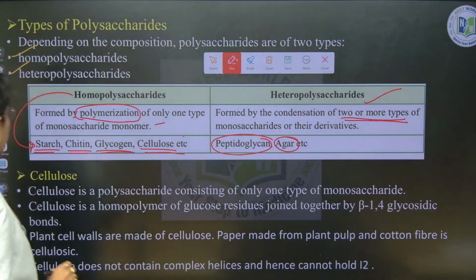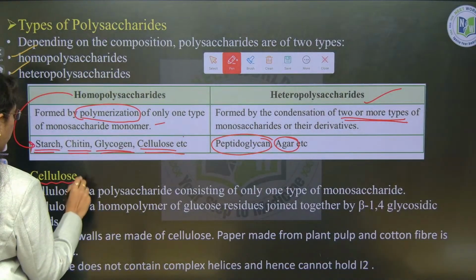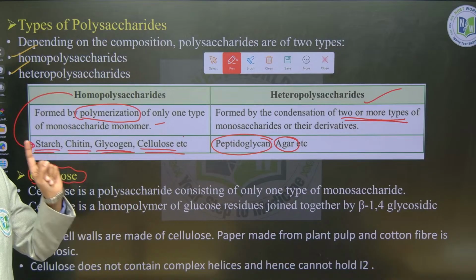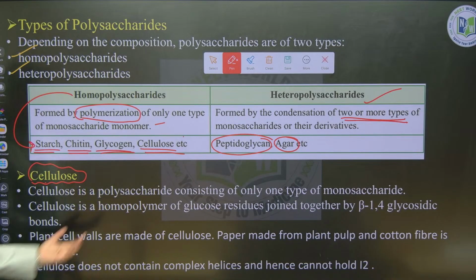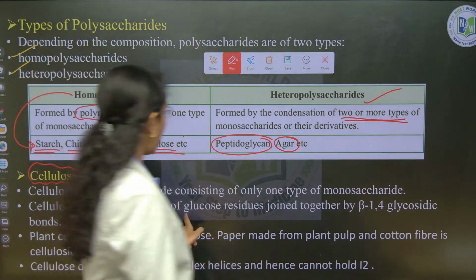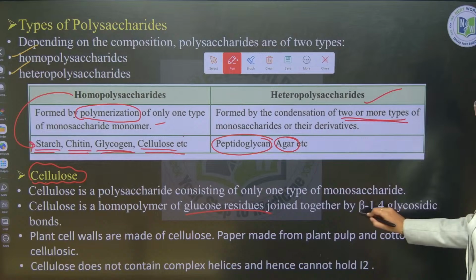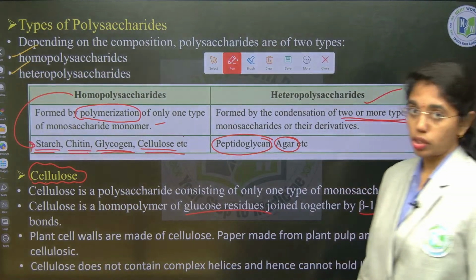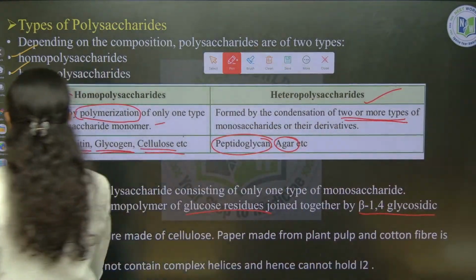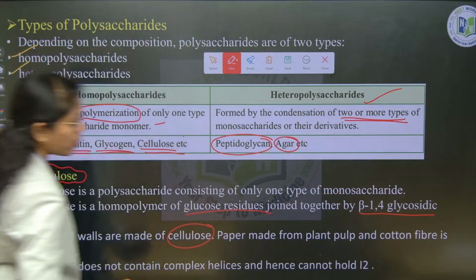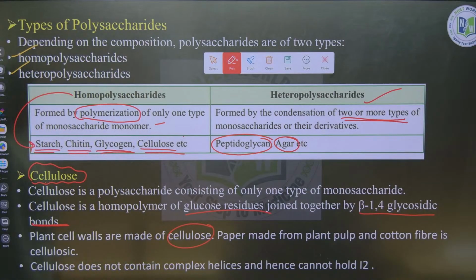Next, if you see cellulose over here, this is a polysaccharide. This consists of only one type of monosaccharide. Cellulose is a homopolymer of what residues? Glucose residues. They are joined by beta 1,4 glycosidic bonds. The plant cell wall is composed of cellulose.